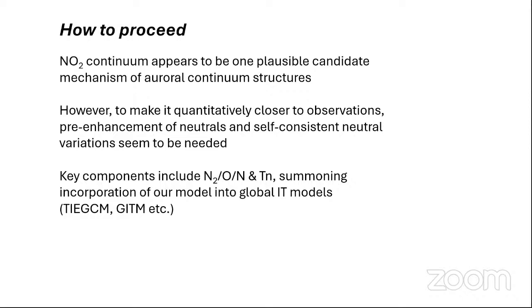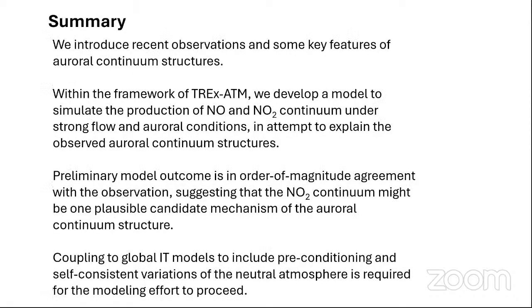So basically, this is the end of my talk. I just give a summary here. We introduced recent observations and some key features of the aurora continuum structures. And within the framework of the T-Rex ATM, we developed a model to simulate the production of the nitric oxide and the NO2 continuum under strong flow and aurora conditions in an attempt to explain the observed aurora continuum structures.